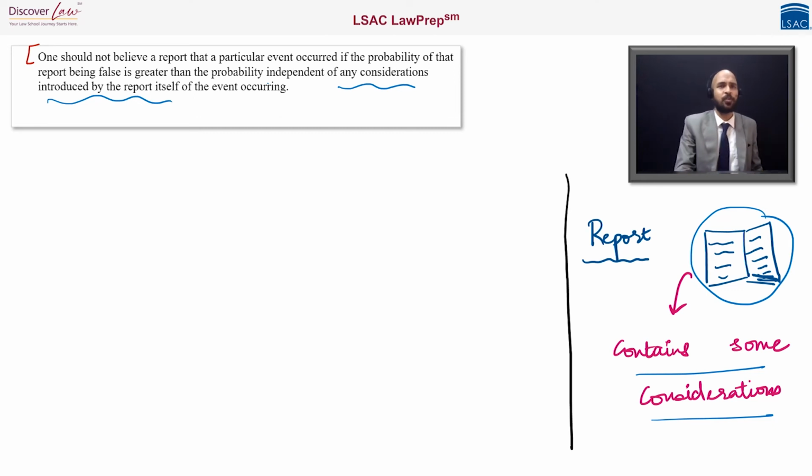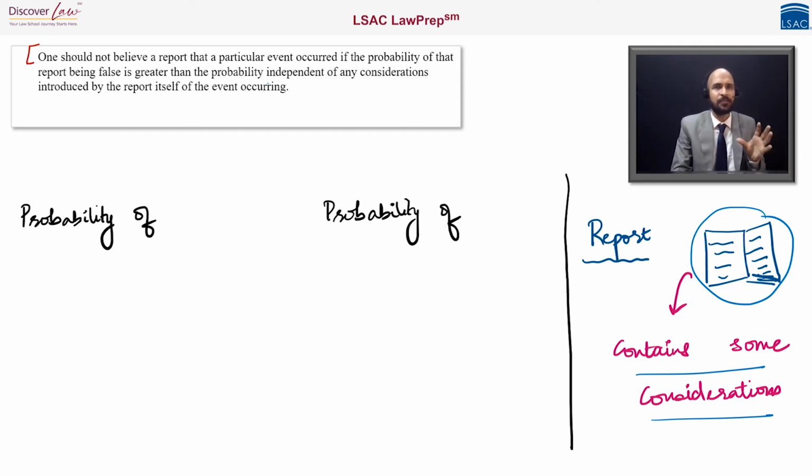Now it talks of some probability being greater than some other probability. Let's write this down so that we give ourselves some structure. So you have the probability of something being greater than the probability of something else.